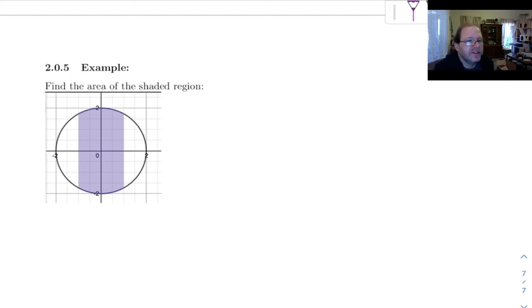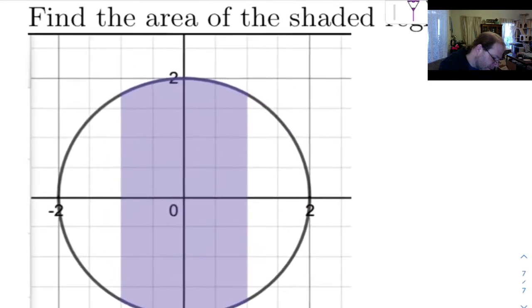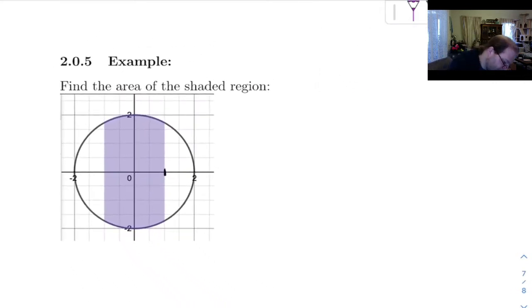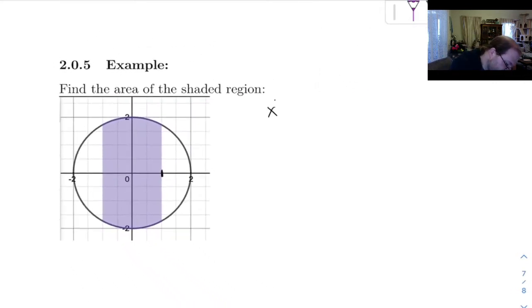All right, last problem in this section. Find the area of this shaded region. So what we've got here is a circle, and the radius of the circle is 2, and we're only looking at the region from 0 out to 1 here. So if we wanted to find the area of this region, first up, notice the circle is x squared plus y squared equals 4.